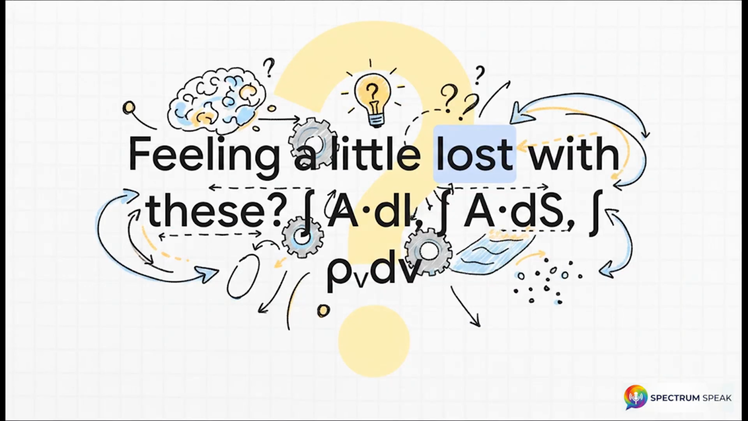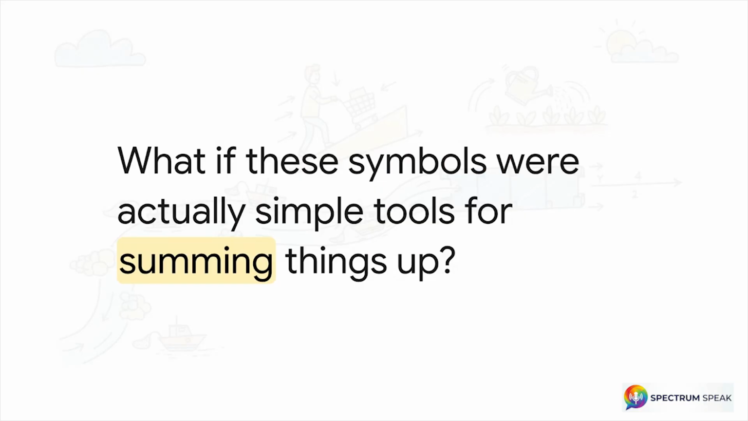So, be honest. Have you ever looked at these symbols and just felt your brain kind of start to fizzle out? You are definitely not alone. These are probably one of the biggest hurdles in electromagnetism. But what if I told you they're all just different ways of doing one simple thing? Because that's the big secret, really. The whole game is just about summing things up.